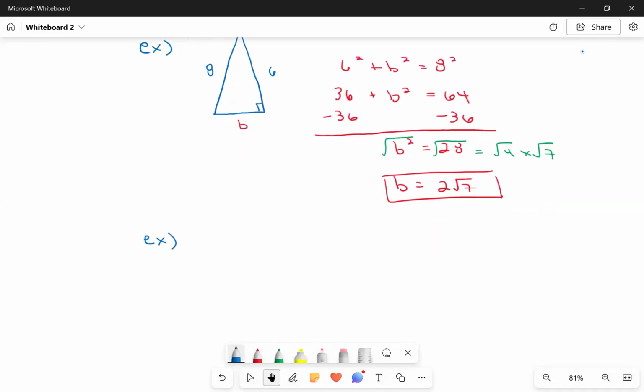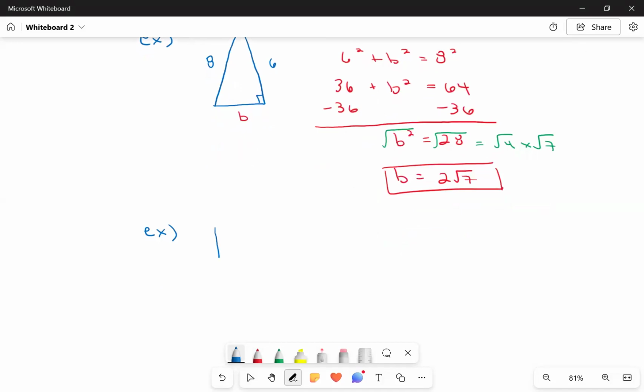Let's try this time like this. Okay, so this one they give us 12, 13. Missing side again is down here. I'll go ahead and call it A this time, just so you know that it doesn't really matter. Okay, so A squared plus 12 squared equals 13 squared.